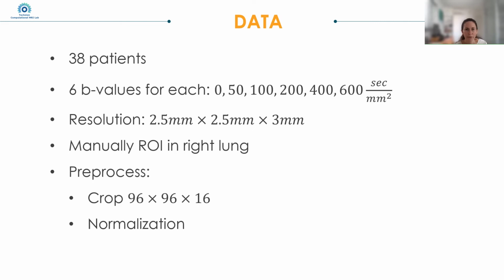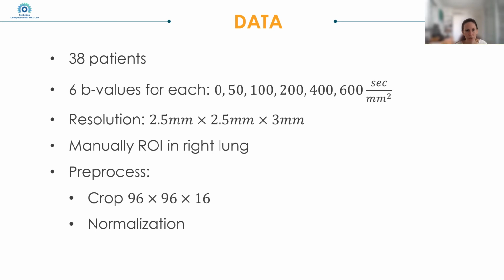The data includes 38 cases with minor misalignment between the different B-value images. Each patient was scanned with 6 different B-values in axial and coronal planes. The B-values are 0, 50, 100, 200, 400, and 600 seconds per squared millimeter. The in-plane resolution was 2.5 mm by 2.5 mm, and the slice thickness was set at 3 mm.